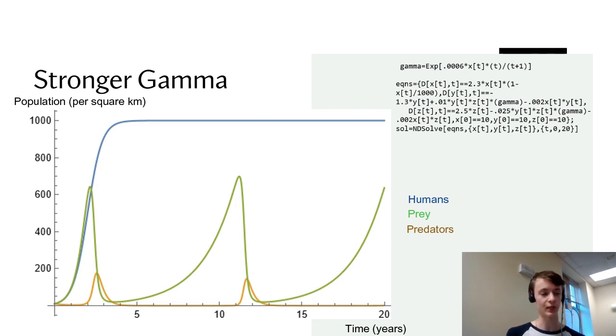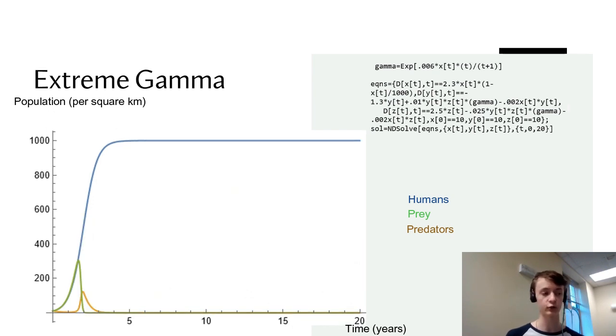For a strong gamma term scenario, a strong gamma term reduces the peaks and increases the periods of both species. And finally, an extremely high gamma term causes a feeding frenzy extinction.